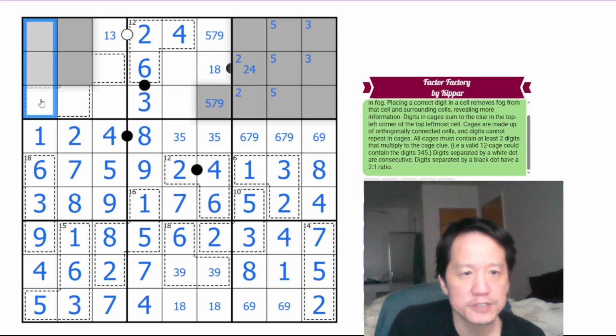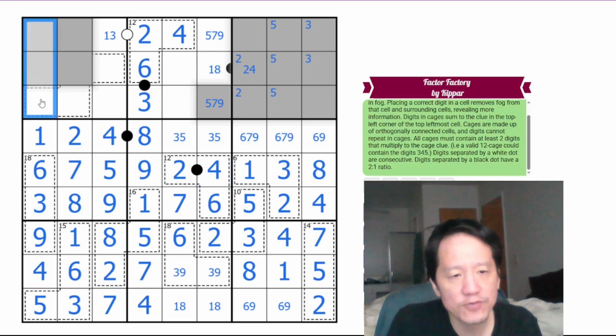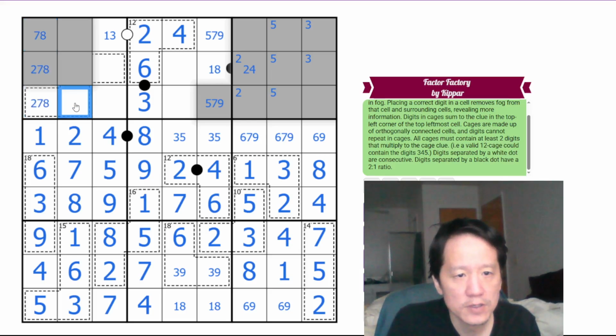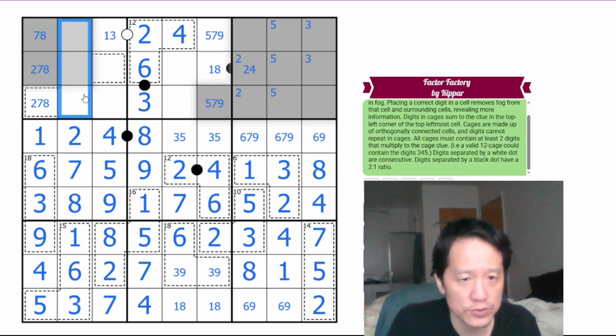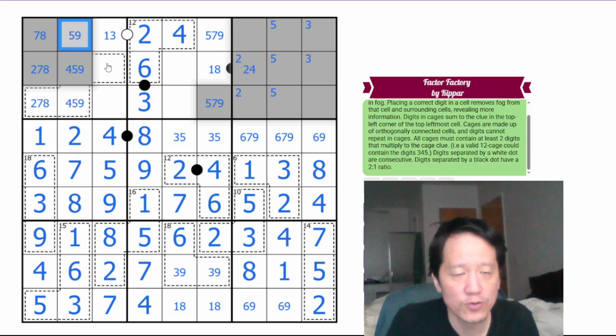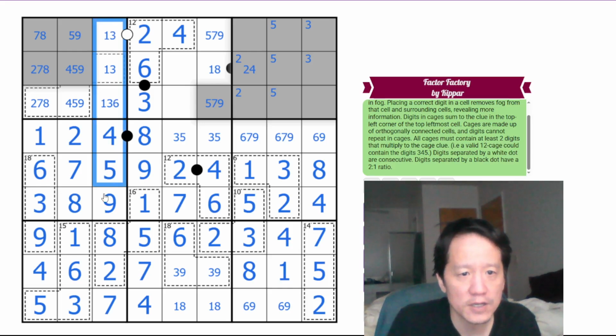What are the remaining digits in column 1? They have to be 2, 7, and 8, but this can't be 2. The remaining digits in column 2 are 4, 5, and 9, but this can't be 4. And the remaining digits in column 3 are 1, 3, and 6. And this can't be 6. We have a 1, 3, 1, 3 pair in column 3, which eliminates 1 and 3 in the rest of the column. Therefore, this is a 6.